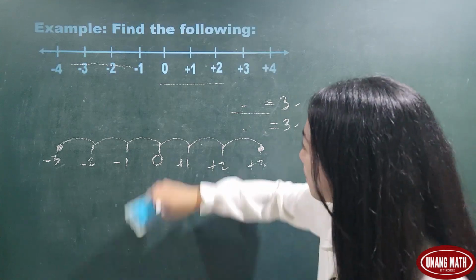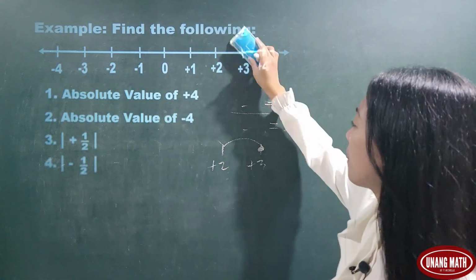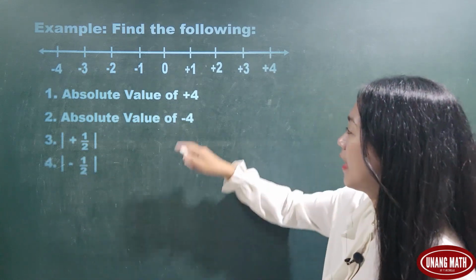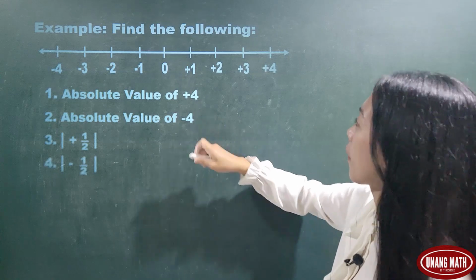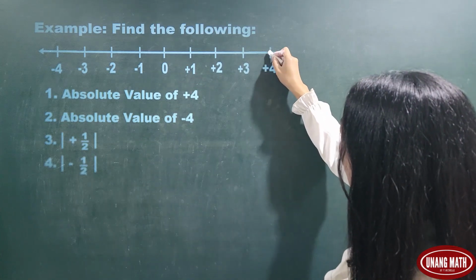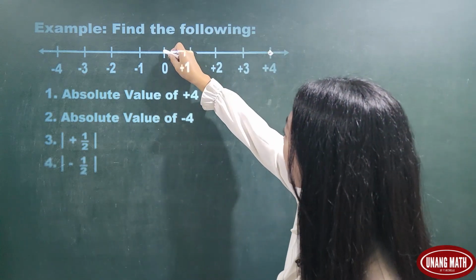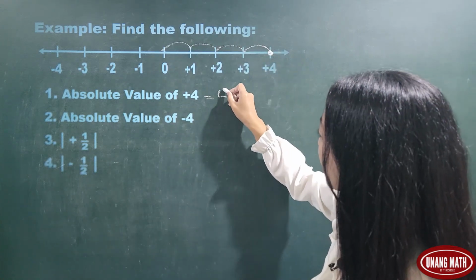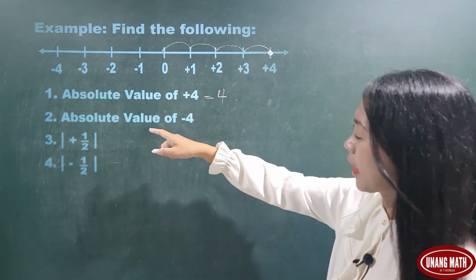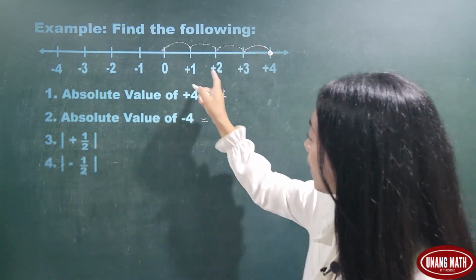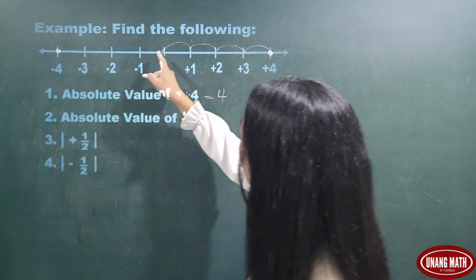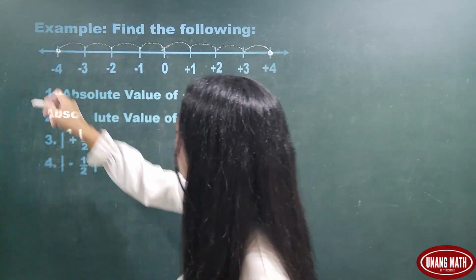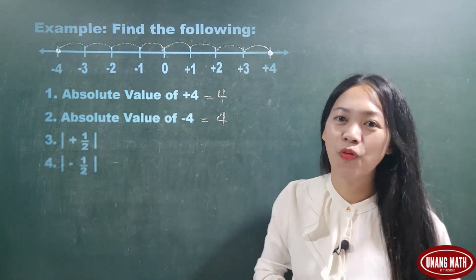Another example, let's find the absolute value of positive 4, negative 4, positive 1 half, and negative 1 half. Let's start with absolute value of positive 4. In our number line, positive 4 is here. What is the distance from the origin to positive 4? 1, 2, 3, 4. So the answer is 4. How about absolute value of negative 4? In our number line, negative 4 is here. So from the origin to negative 4, the distance is 1, 2, 3, 4. So the answer is 4.